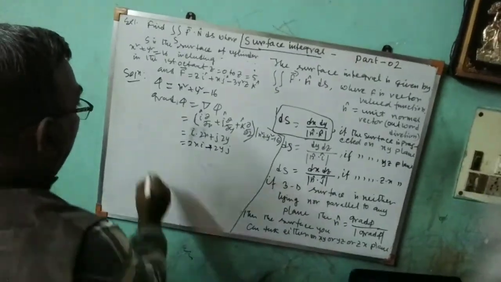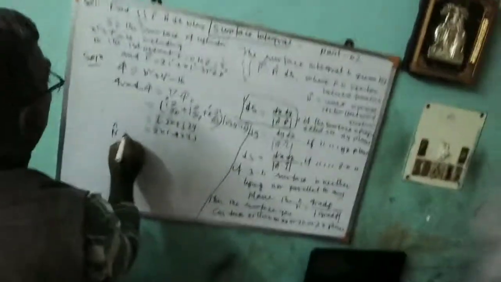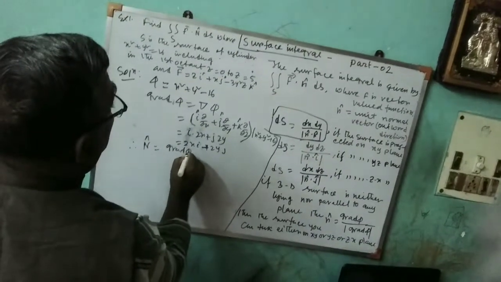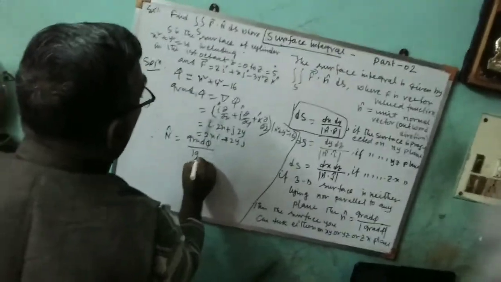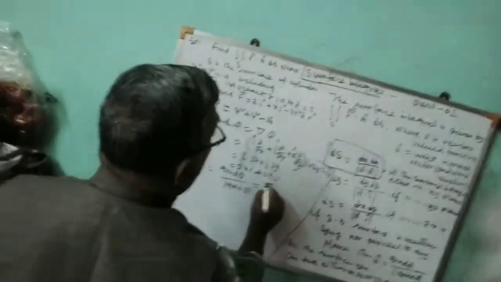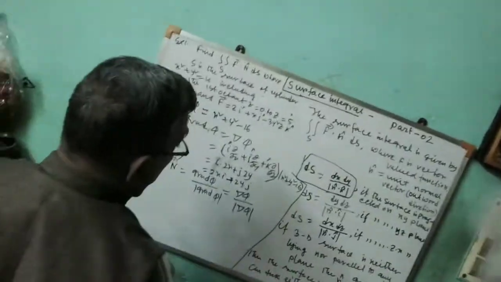So now, therefore, this n cap you have to find. n cap equal to grad phi by mod grad phi, that is, you can say del phi by mod del phi. This can be written as, what is del phi?